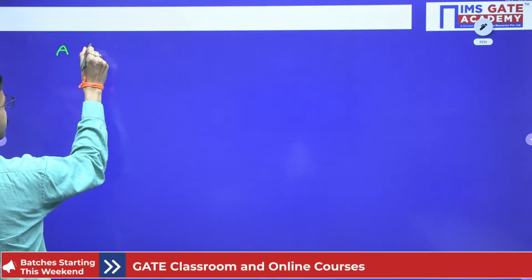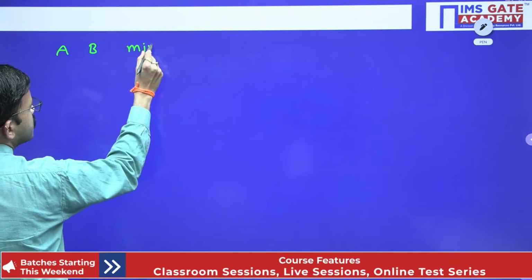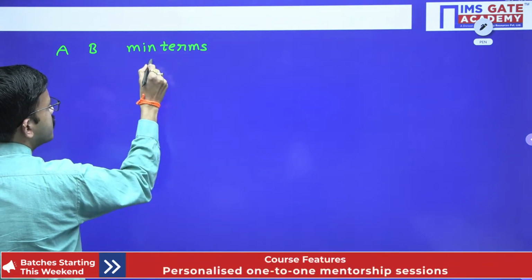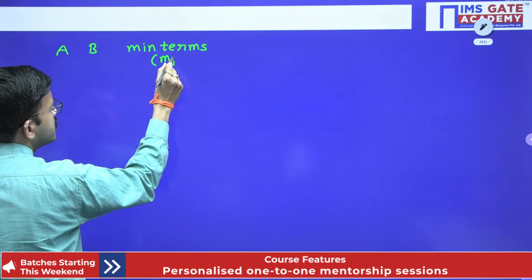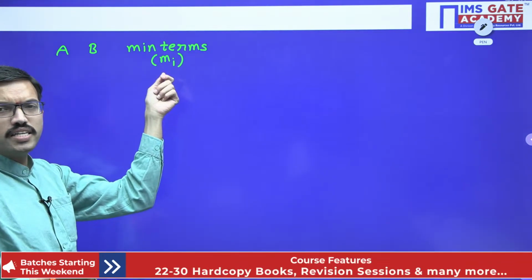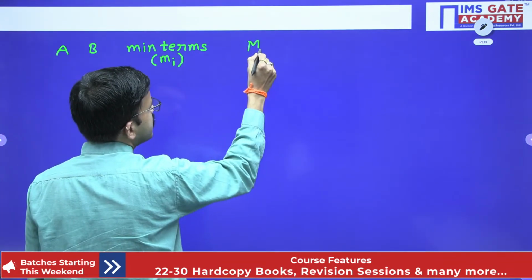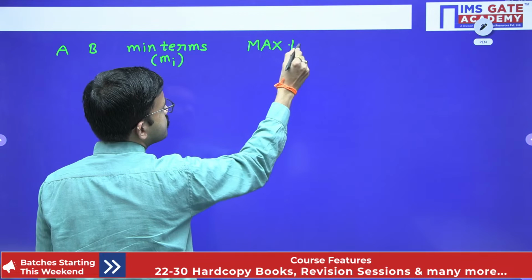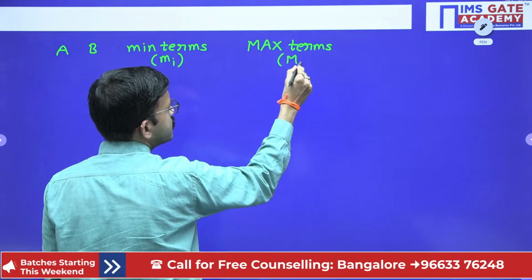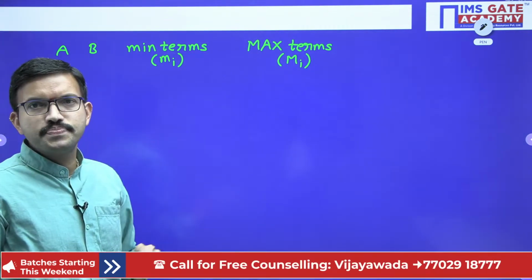Say for example we have two variables A and B. Min terms we represent with the notation small m, where m stands for min term and the suffix i is the corresponding decimal equivalent of the binary. Similarly, we have the corresponding max terms, which we represent as capital M with suffix i, where capital M stands for max term.